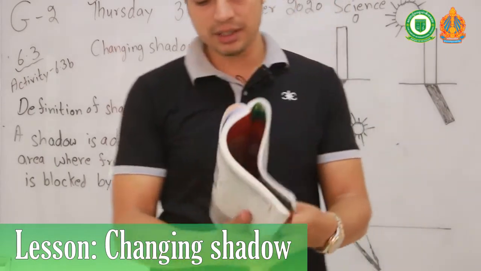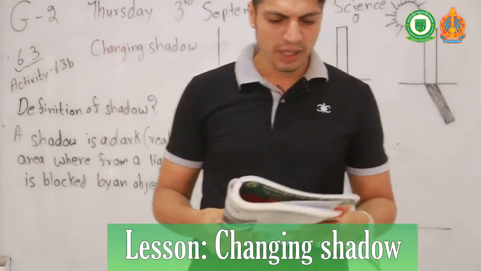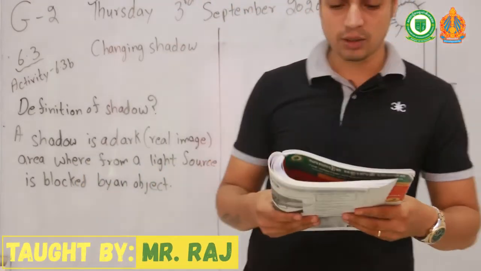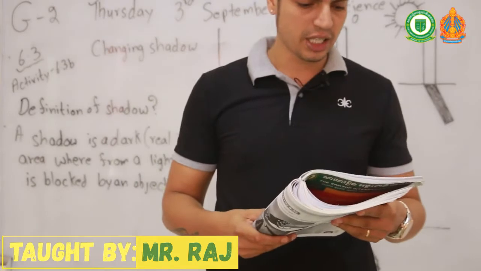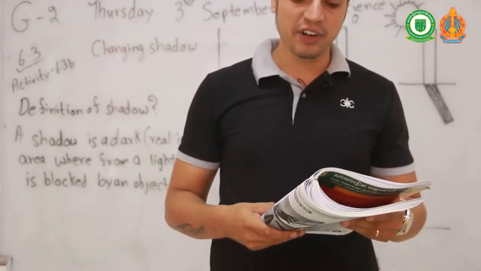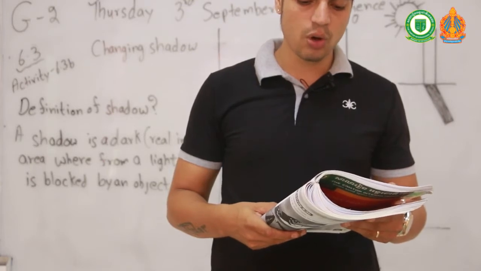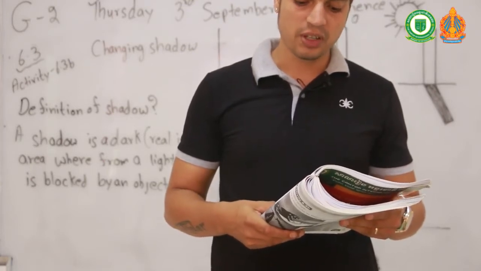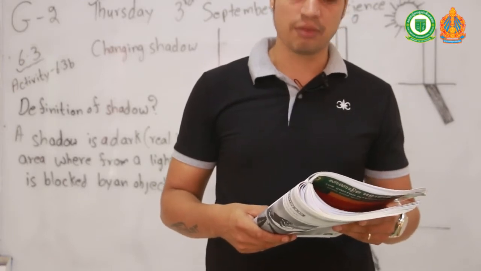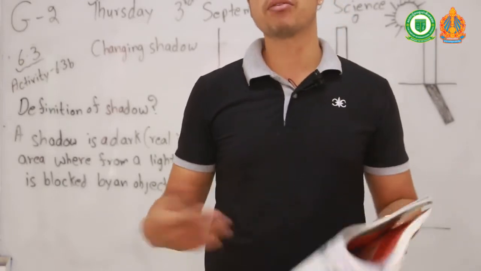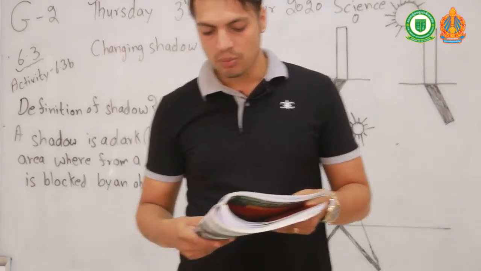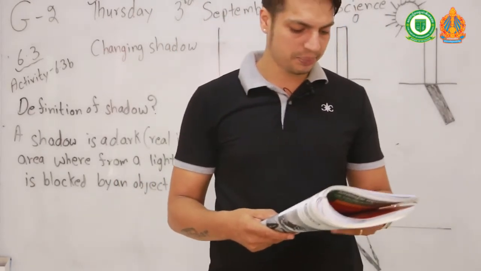So let me read first. Activity 6.3a, changing shadows. Do shadows move? Go outside at different times. Ask a friend to draw round your shadow. Stand in the same place each time or your test will be unfair. Unfair means it will not be correct. What do you think will happen? Will your shadow be in the same place each time?